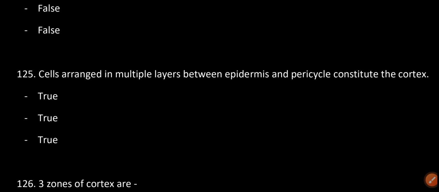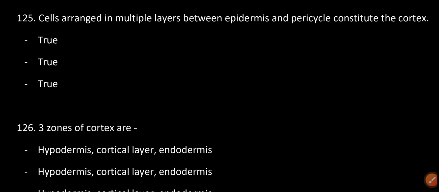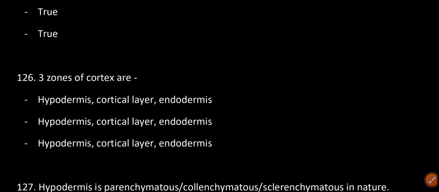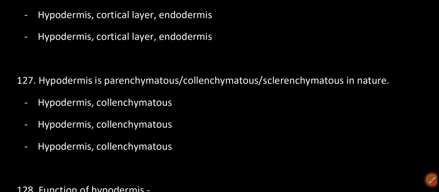Cells arranged in multiple layers between epidermis and pericycle constitute the cortex. True. The three zones of cortex are hypodermis, cortical layer, endodermis. Hypodermis is parenchymatous, collenchymatous or sclerenchymatous in nature. Hypodermis is collenchymatous.